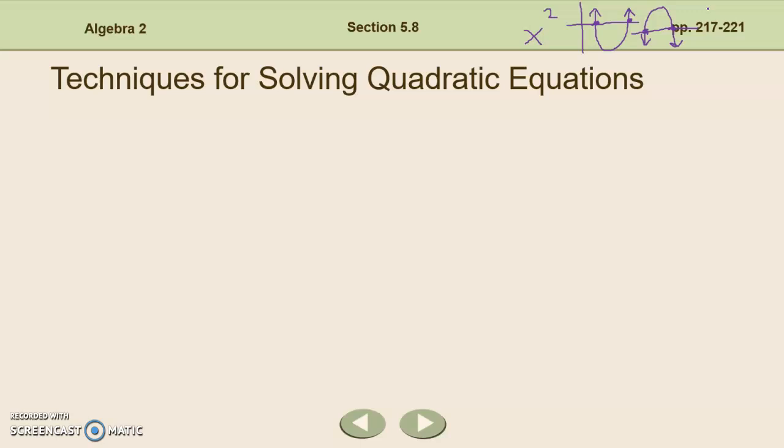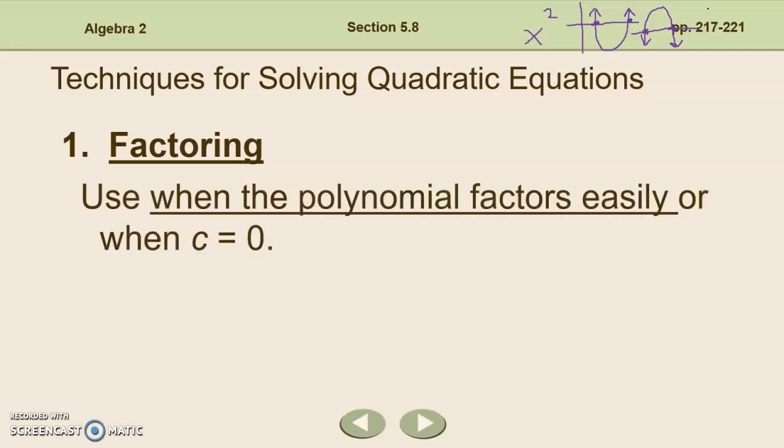This will be super important when we look at quadratic functions and start to graph. So as we've looked at solving quadratic equations, we've seen four different techniques. The first technique that we saw was factoring. And factoring is what we should use when the polynomial factors easily, or when c equals 0. This is really the first thing that we should do when we're trying to solve a quadratic equation. See if we can factor it easily.